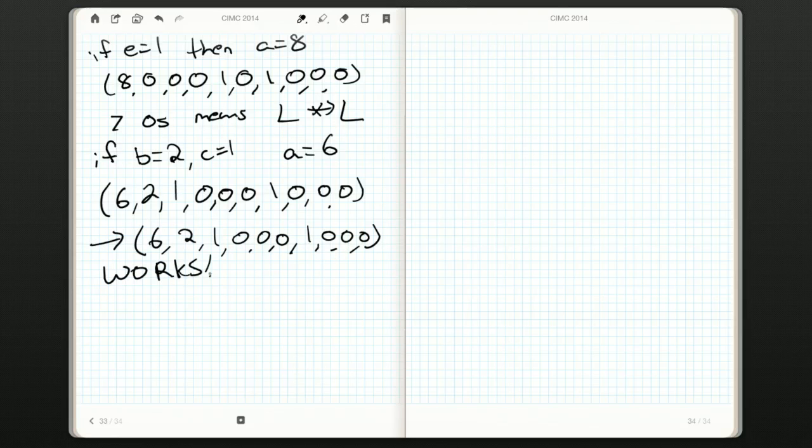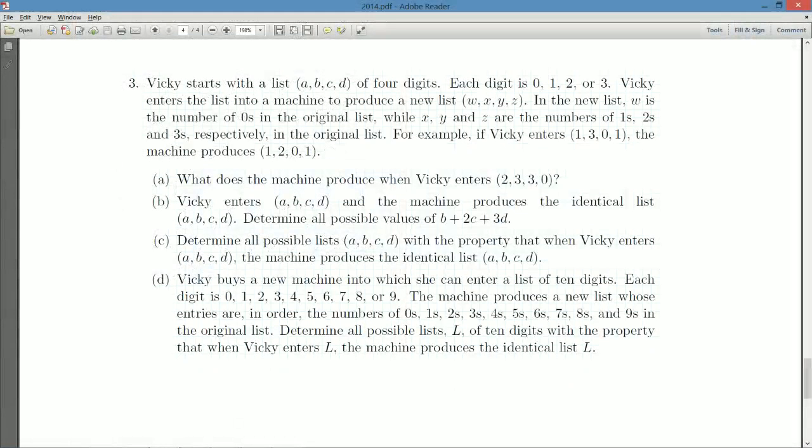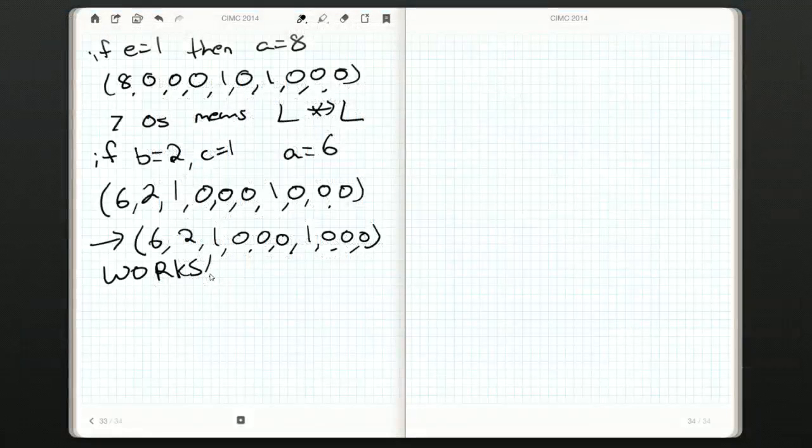Now, it's been so long since I looked at the question. Do we just need 1, or do we need to figure them all out? Determine all possible lists. Okay, so we're not done with this. So that was the last of the cases. Alright. That was the last of the cases for G equals 1.